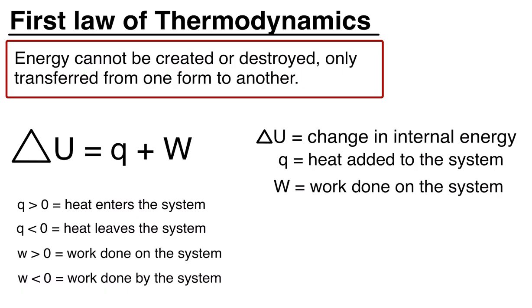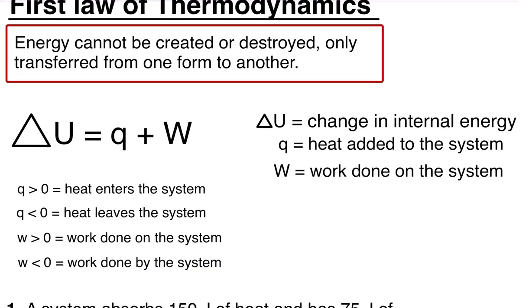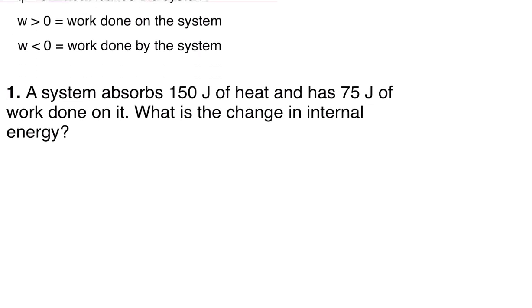Now it's important we know some proportionalities. When Q is greater than 0, heat enters the system. When Q is less than 0, heat leaves the system. When W is greater than 0, work is done on the system. And when W is less than 0, work is done by the system. So these are just going to have to be memorized. Now with that said, let's go over our first problem.